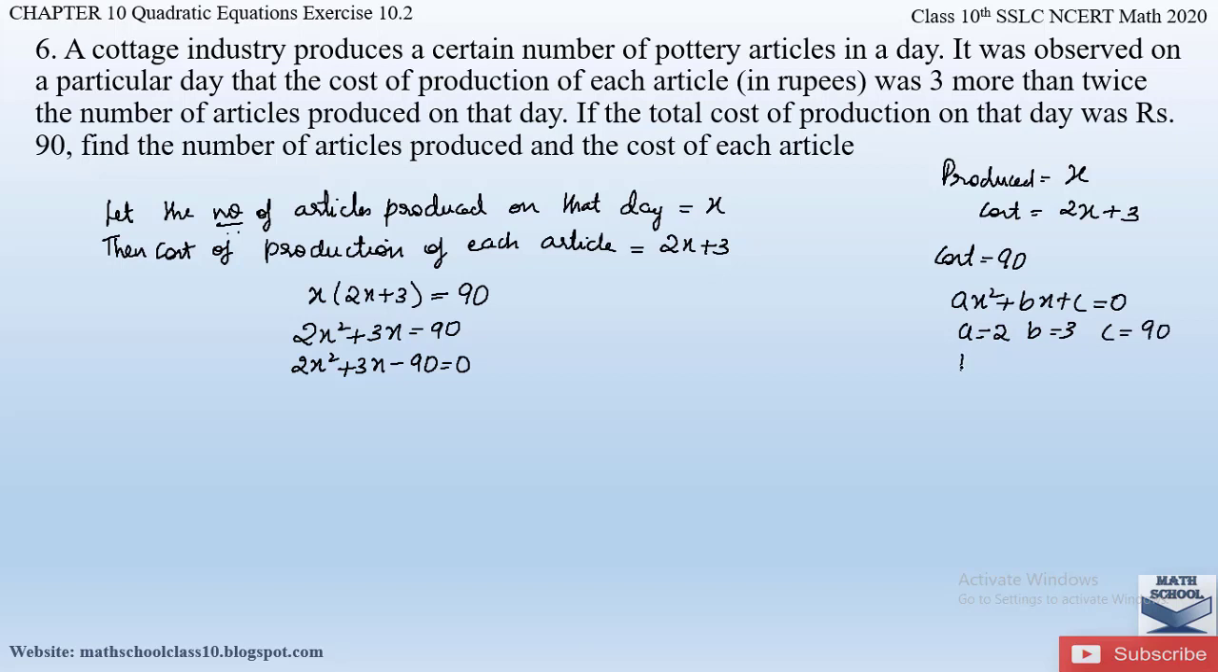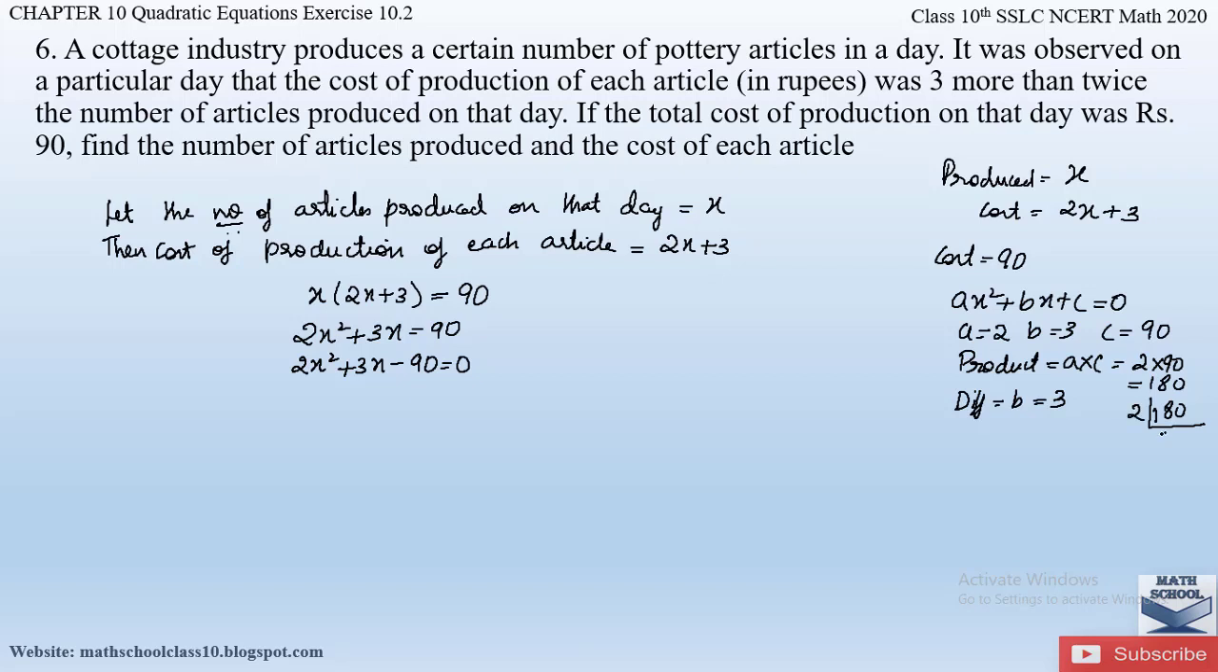So what is the product given by? Product is a into c, 2 into 90, which is equal to 180. Also, we are going to take the difference here since there is a minus sign for the c. So the difference is equal to b, which is equal to 3. So we have to factorize 180 and find the two factors such that the product is 180 and the difference will be equal to 3.